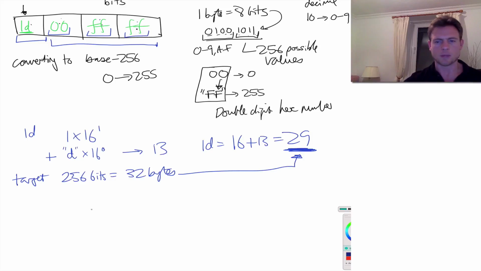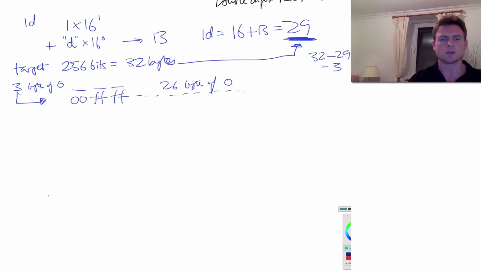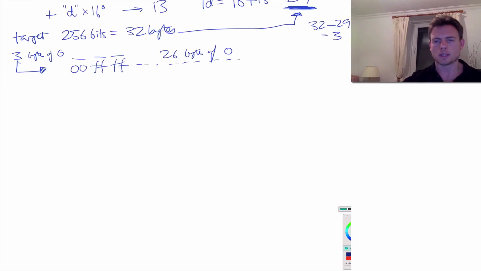So we have 00, FF, FF, right? That's three bytes. And then we have 26 bytes of 0, right? Because these are the significant bytes, and then everything else is 0. And then on the front, we have 32 minus 29 equals 3 bytes of 0, right? So that's what our Genesis block hash looks like.